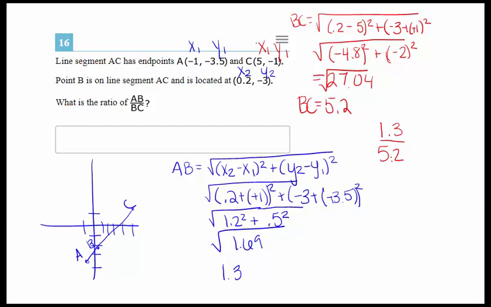If you reduce these, they're both divisible by 1.3. And so if you divide by 1.3 for each of these, you would have 1 over 4. Or if you just divide your decimals, you would also have 0.25. All three of these would be acceptable answers for this problem. If you have any questions, please let me know.